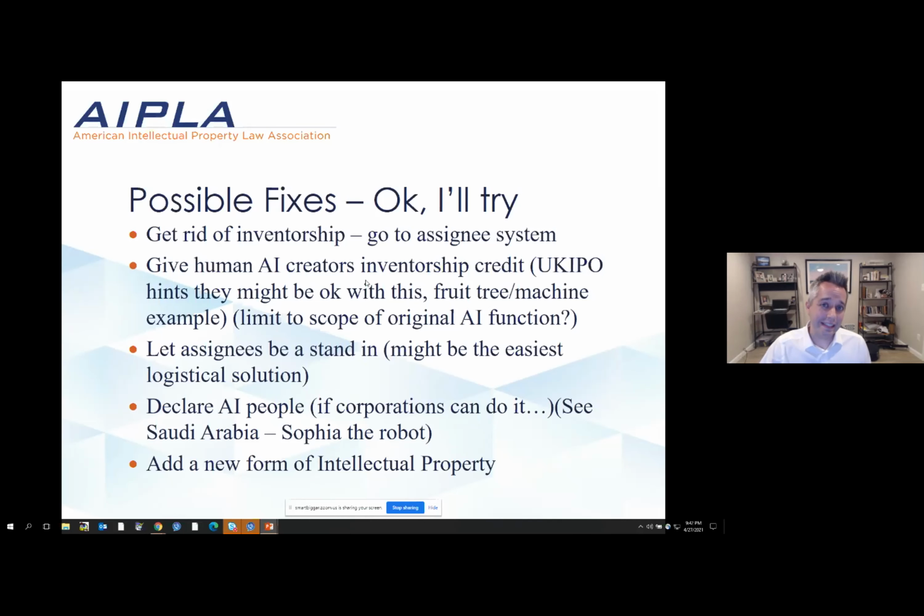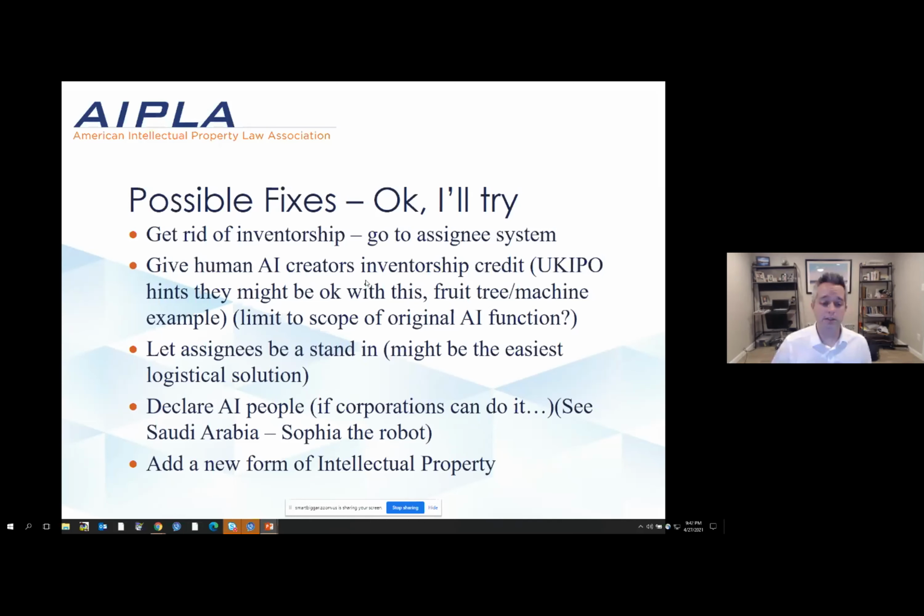So the easiest logistical solution, I think, might just be to let assignees stand in for the AI. So the AI gets listed, but they're immediately just sort of swapped out for whoever the assignee is. This is kind of similar to the first one where we just get rid of inventorship, but we're not getting rid of it. We're just sort of making it negligible.